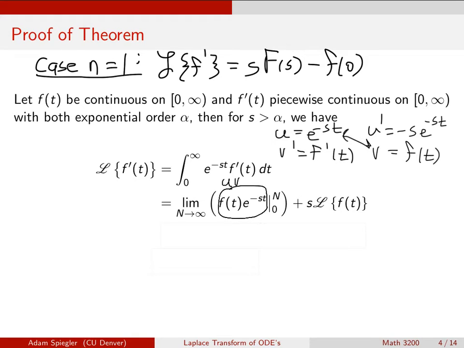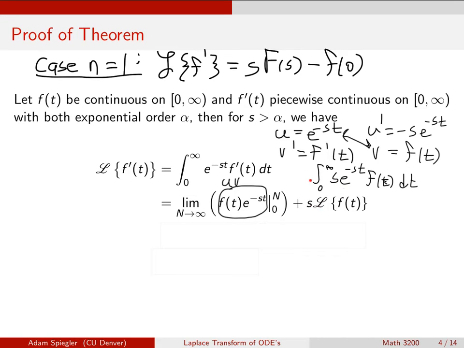So we're going to evaluate uv from the upper limit of n going towards infinity and a lower limit of 0. And for the other term, we would have u prime times v. So we would want to integrate from 0 to infinity s e to the minus st f of t dt. And that's where this comes from over here.